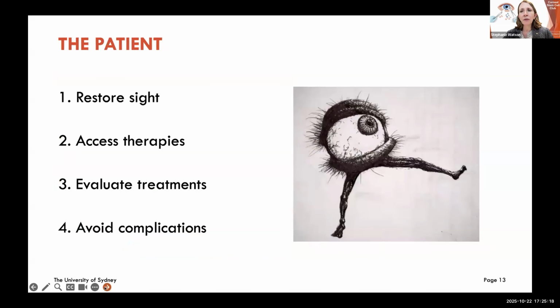What about the patient? What are the challenges for the patients with stem cell therapies? Well, the first one is really treatments that are able to restore sight. But it's no good having a treatment that works, but that patients can't access. So another challenge is accessing the therapies. And then as we go on as new treatments reach the clinic, we need to be able to evaluate them to know that they work and also avoid complications.